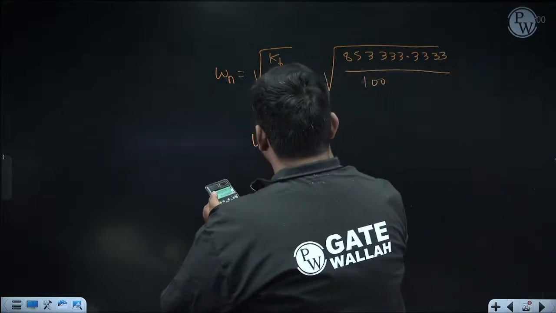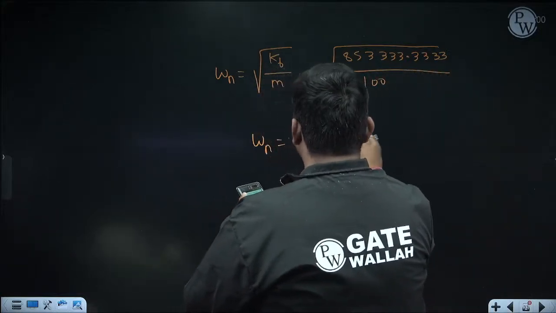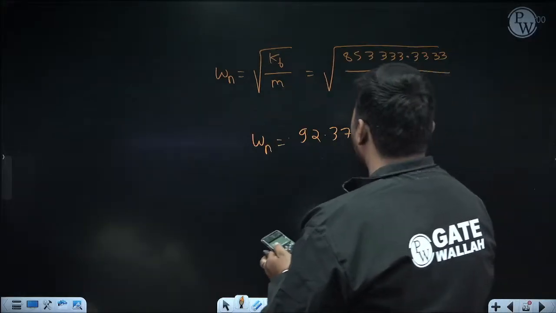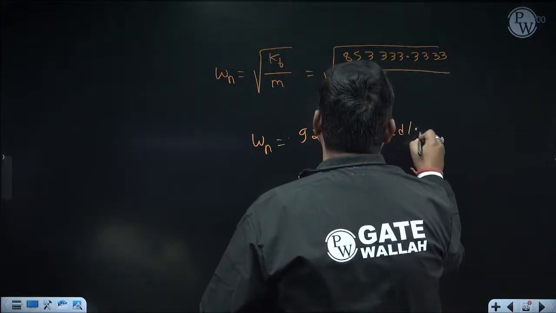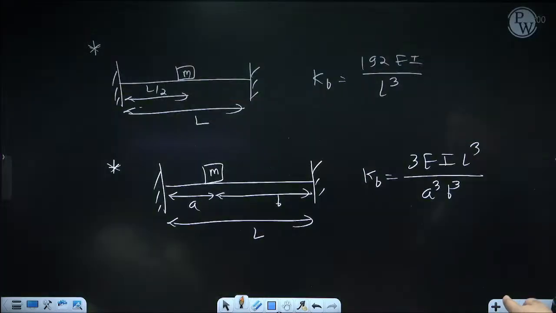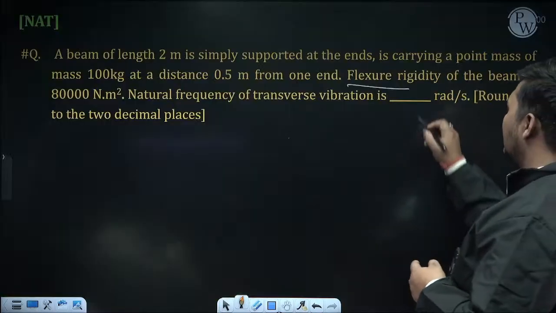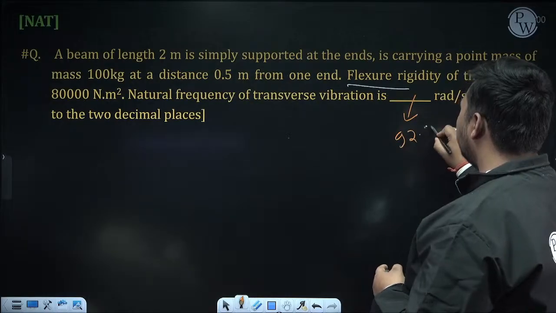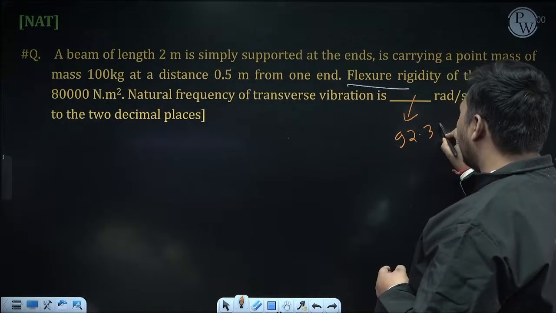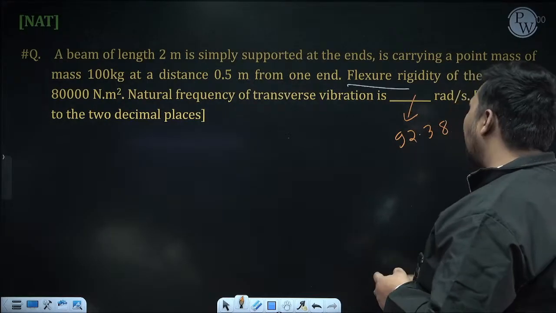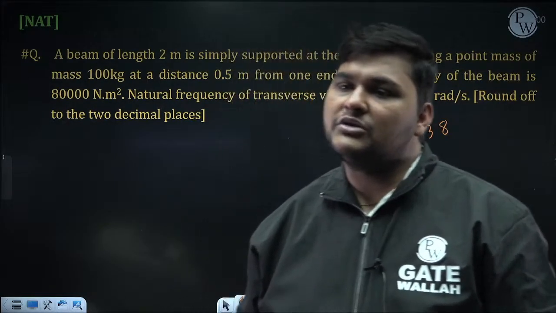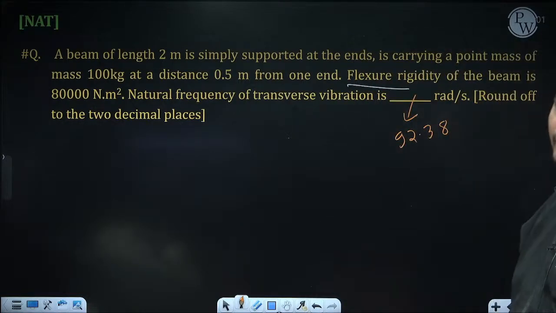It is coming, 92.376. Yes, radian per second. The exam is asking for natural frequency in radian per second, so the answer is 92.376. For this question, natural frequency is 92.376. The exam asks to round up to 2 decimal places, so if you round 92.376 mathematically to 2 decimal places, it will be 92.38. So this is the correct answer for this question.